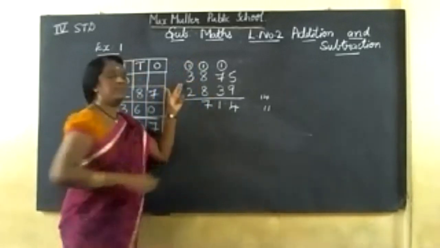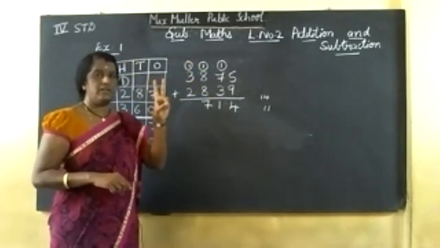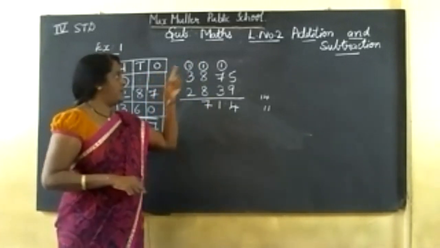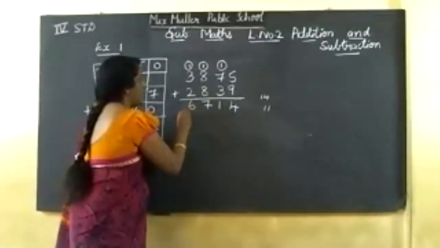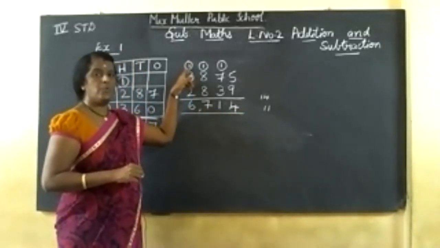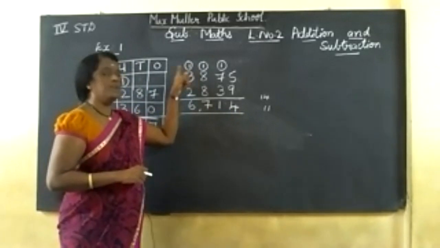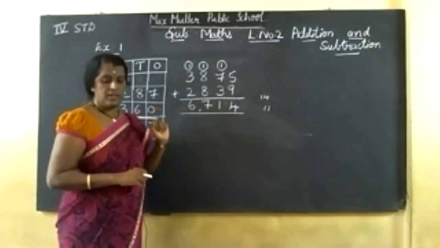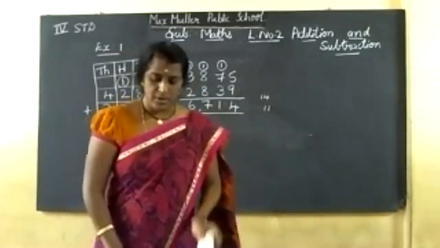3 in the mind, 2 on my finger. After 3, 4, 5, 6. 1 carry you should count. Okay children, 1 carry you should count. So 6,714. Yes, next two sums.